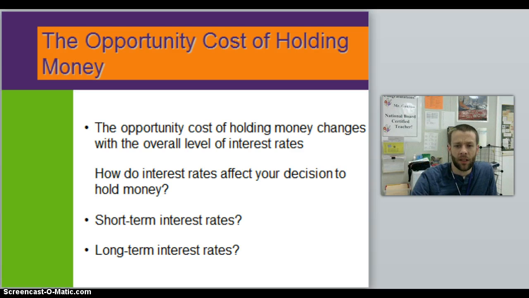So we need to ask things like, what would cause you to have more money in your pocket today than maybe we were carrying around yesterday? You need to buy more things today, or things are more expensive, right? And so we hold money so that we can buy things.